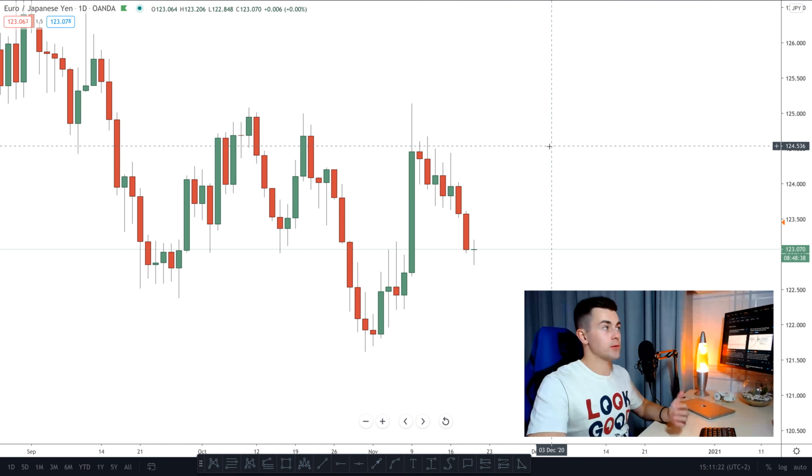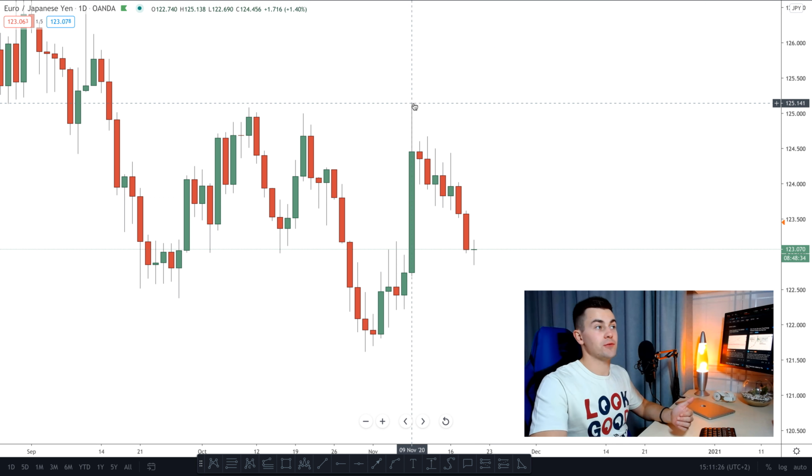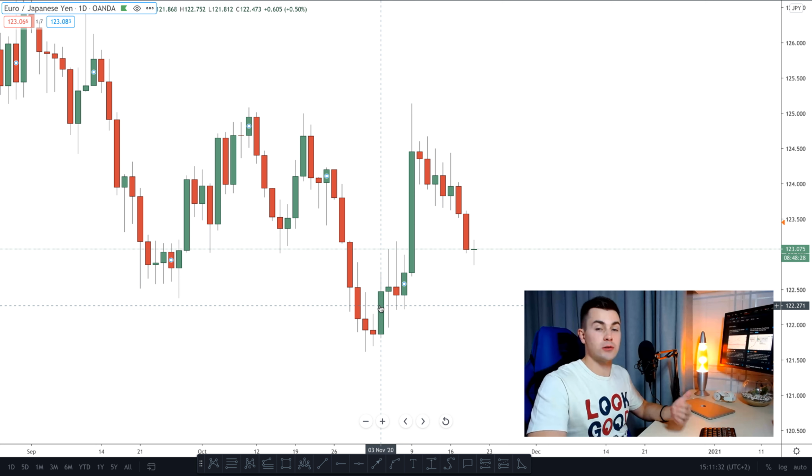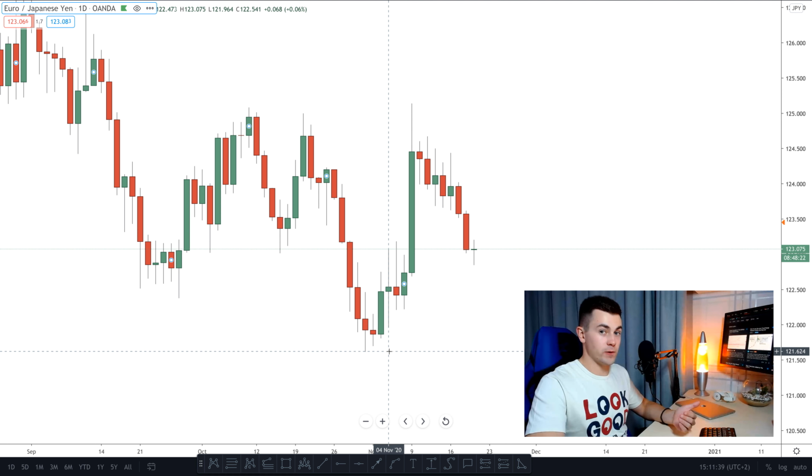So let's take just a random example on the euro yen. On the euro yen here we have just a perfect impulse leg. Yes, we have here just a perfect bullish movement. Yes, we have a sharp bullish movement from that structure support. And based on that we will draw our fib retracement.